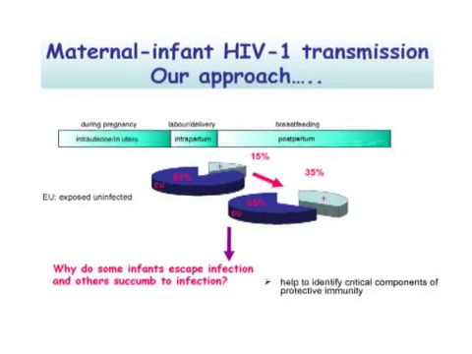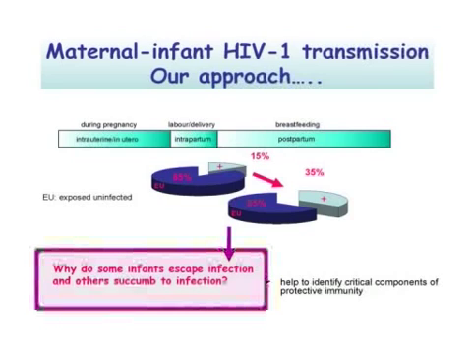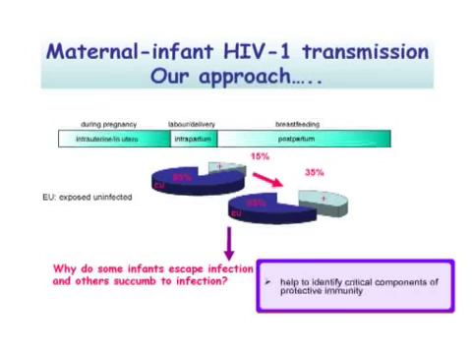So a little bit about the model that we've used. Our approach to trying to study protective immunity is based on the fact that there are a large number of infants that, even in the absence of any antiretroviral treatment to prevent perinatal infection, still remain uninfected. The question is, why do some infants escape infection while others succumb? If we can get some of those answers, we can help to identify critical components of protective immunity.